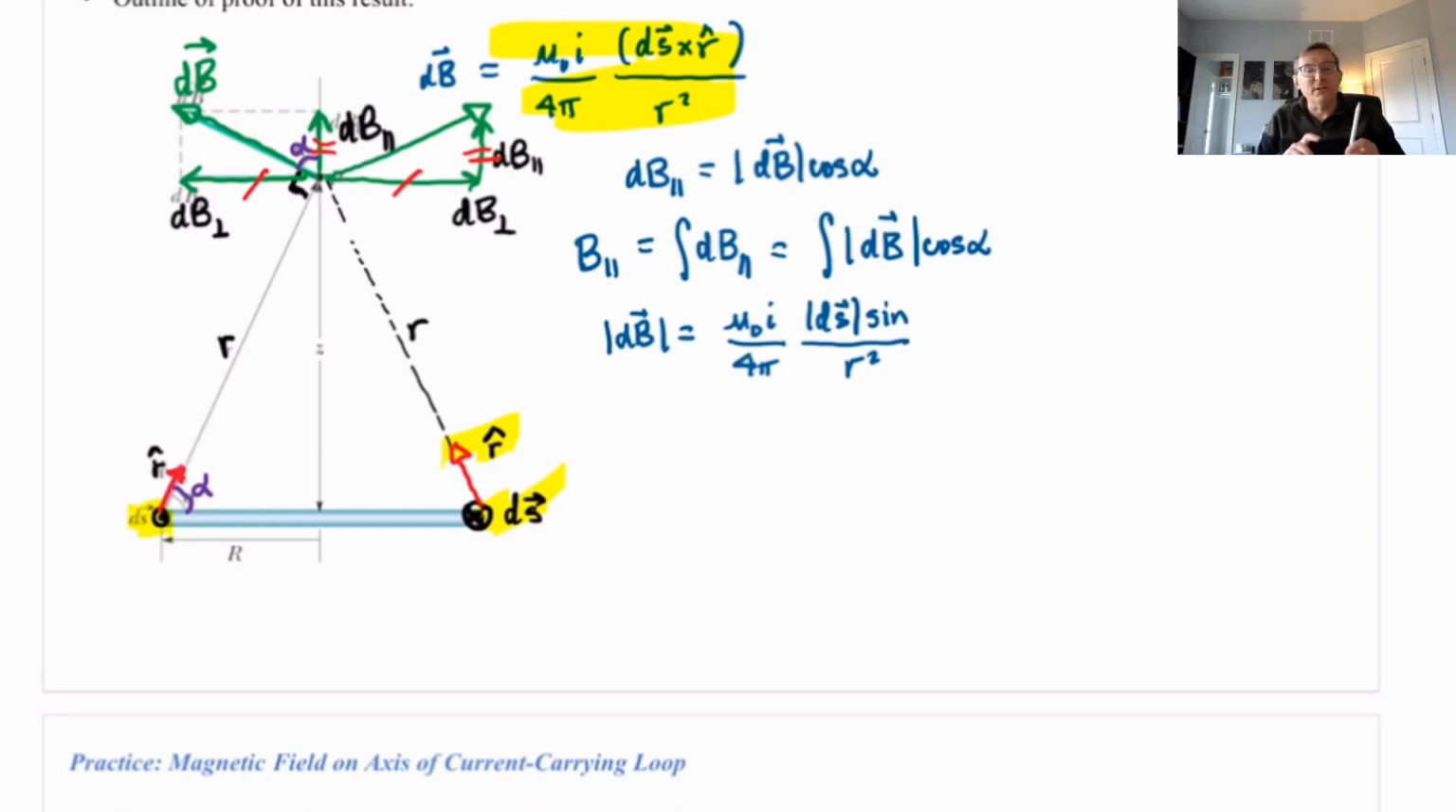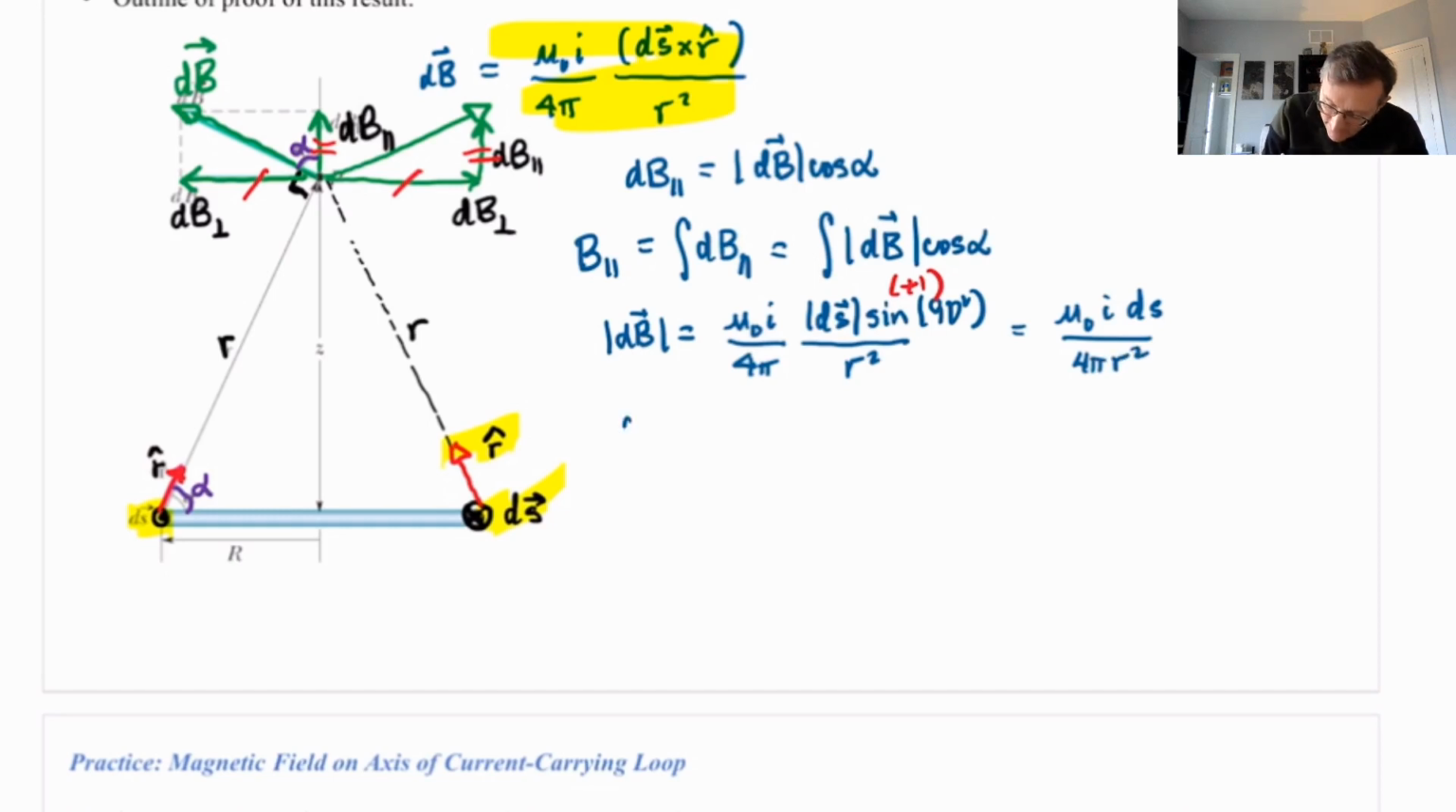Well, ds down there in the lower left is coming straight out of the screen towards you, and r hat is in the plane of the screen. You might want to use 2 pens or something to visualize it, and you can see that, in fact, the angle between them is 90 degrees. The sine of 90 degrees is +1. So this magnitude is written mu 0 I ds over 4 pi r squared.